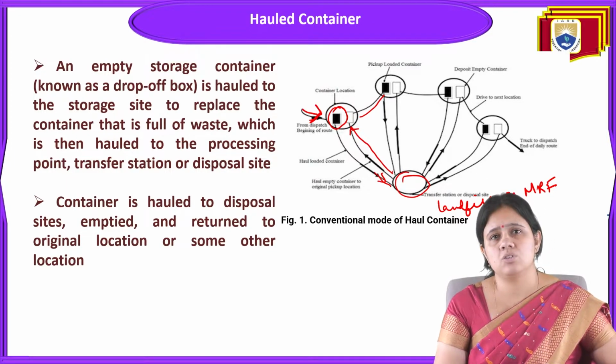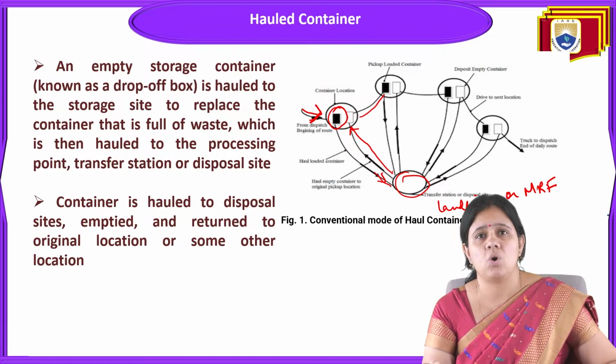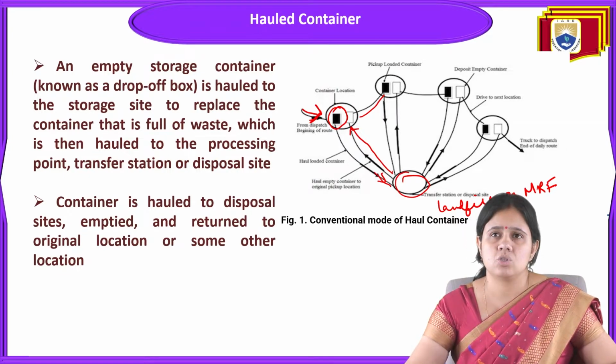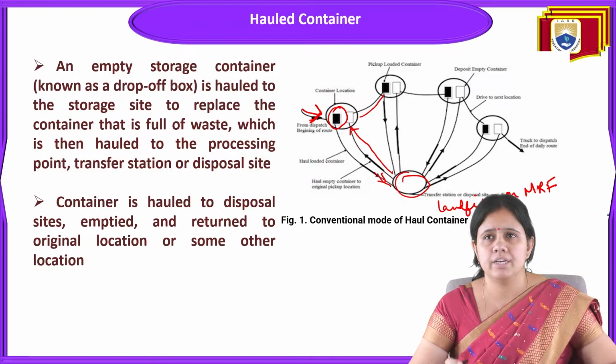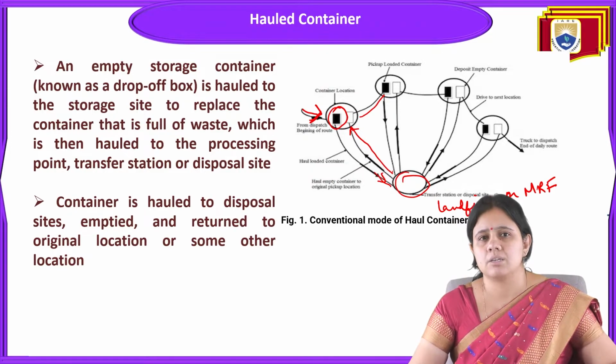Like this it is done many times. The container is hauled to the disposal site, emptied, and returned to the original location or some other location. The loaded container is emptied at the MRF site or transfer location, and then returned to its original location or some other location. This is done the whole day, in an 8 hour duration. They go to the next location; like this the haul container system works.